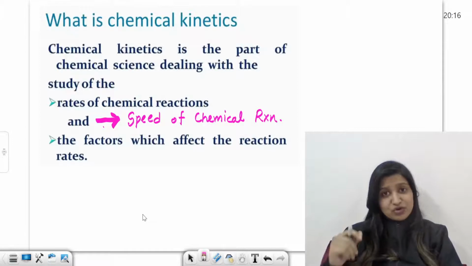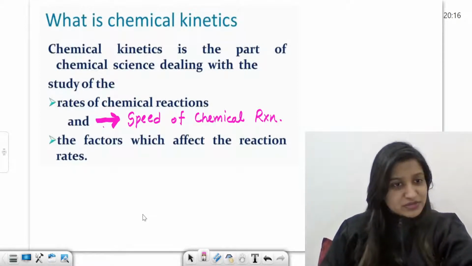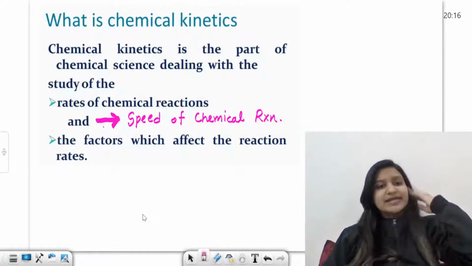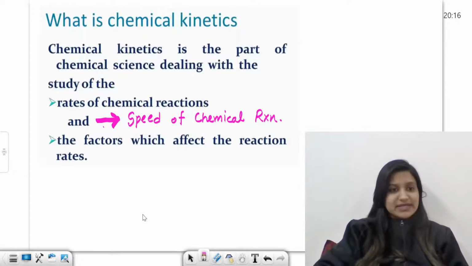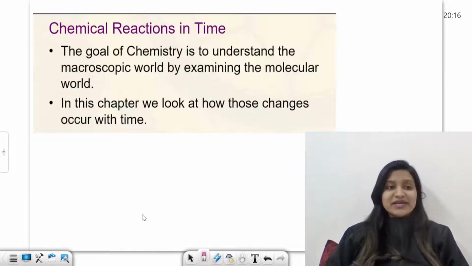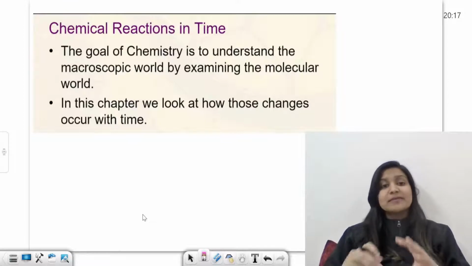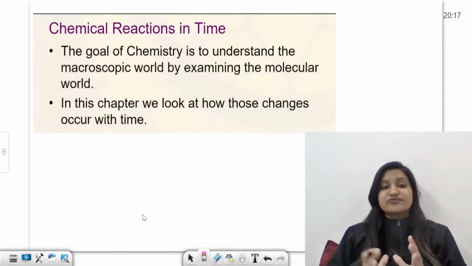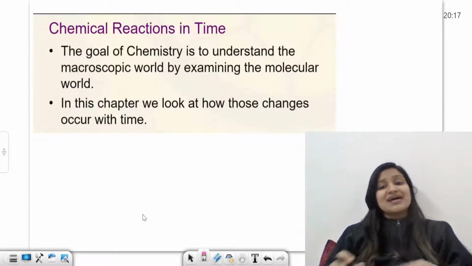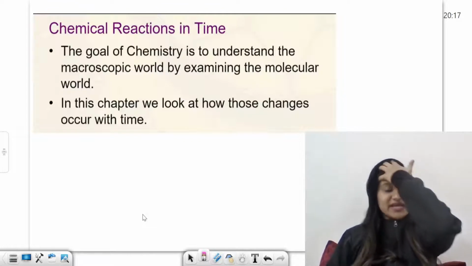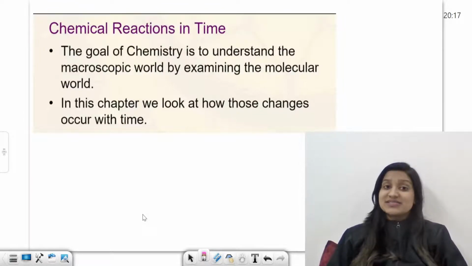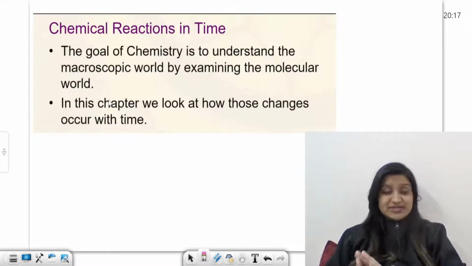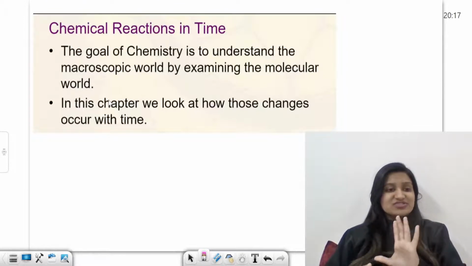All right. So I hope that this is okay. No doubts till now. All right, let's move ahead. Now, chemical reactions in time. The goal of chemistry is to understand the macroscopic world by examining the molecular world. In this chapter, we look at how those changes occur with time. ये चीजें कैसे होती हैं, कितने time में होती हैं. That's what we are going to learn in this chapter.